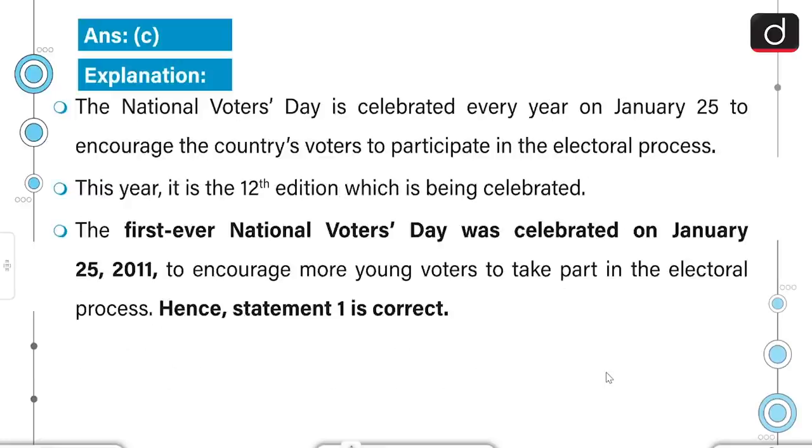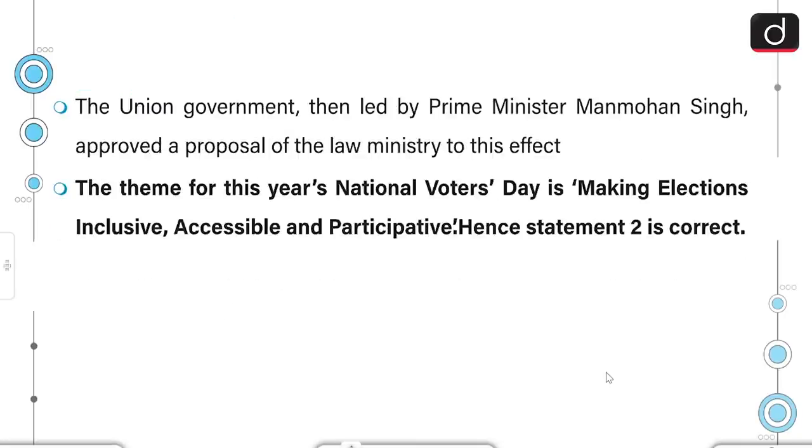The National Voters Day is celebrated every year on 25th January to encourage the country's voters to participate in the electoral process. This is the 12th edition which is being celebrated. And the first ever National Voters Day was celebrated on January 25, 2011 to encourage more young voters to take part in the electoral process. The Union Government, then led by the Prime Minister Manmohan Singh, approved a proposal of the Law Ministry to this effect. The theme for this year's National Voters Day is making elections inclusive, accessible and participative.